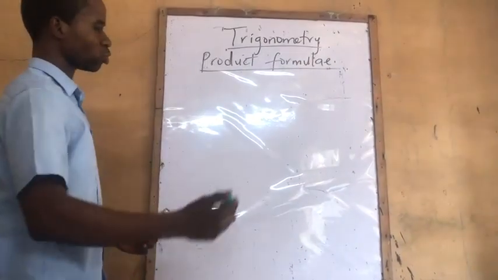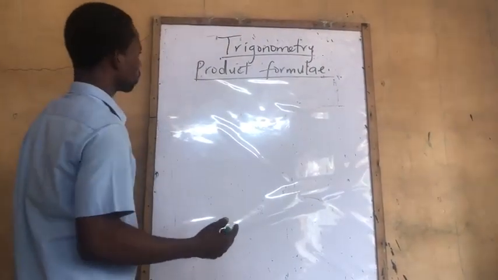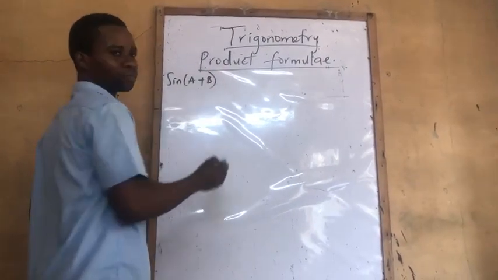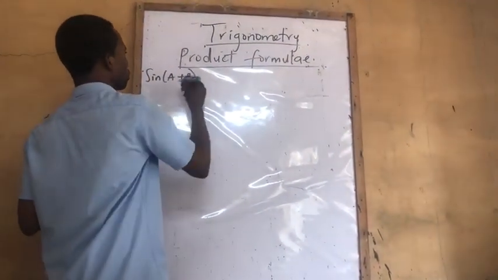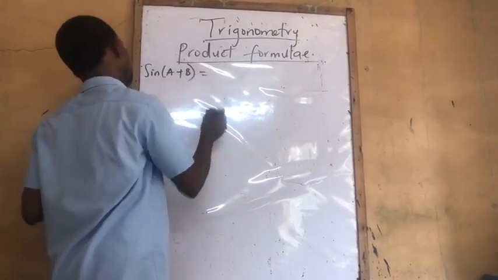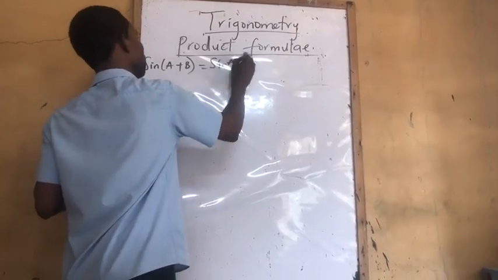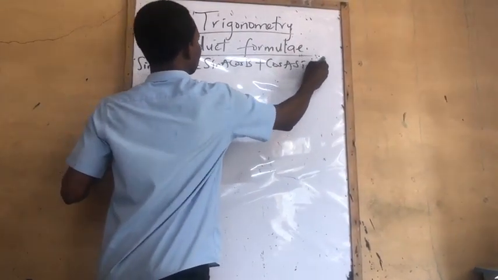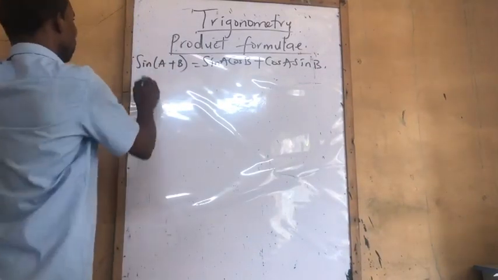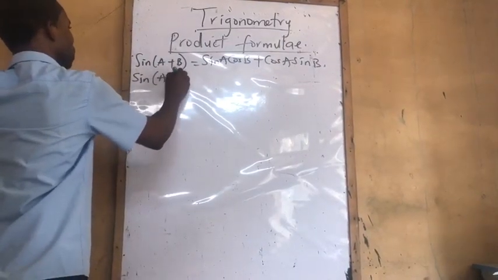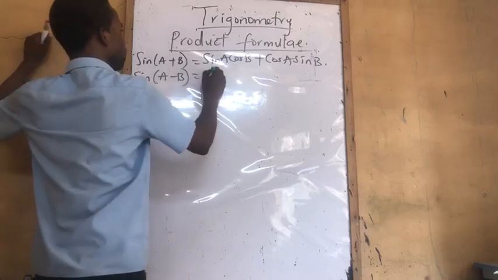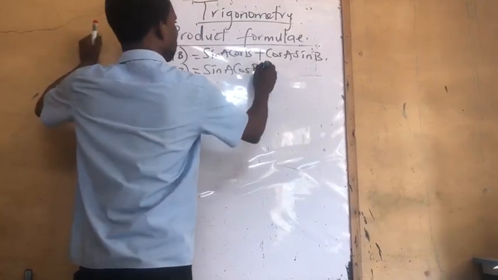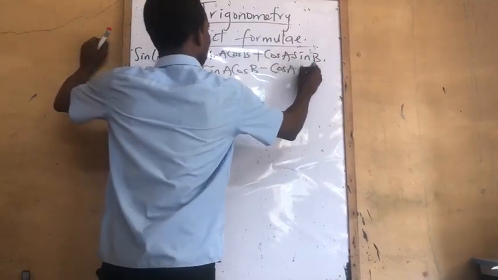Now, to start with the product formula, let us not forget our sine A plus B and sine A minus B. We need them. They are what we use in the addition formula. Sine A plus B is sine A cos B plus cos A sine B. Now, for sine A minus B, that is sine A cos B minus cos A sine B.